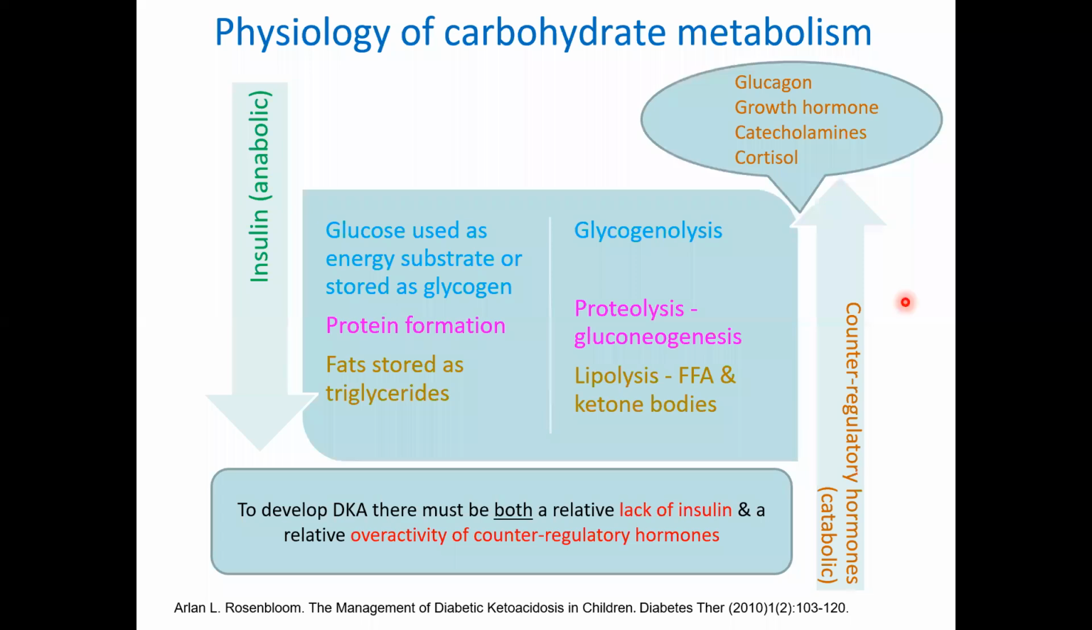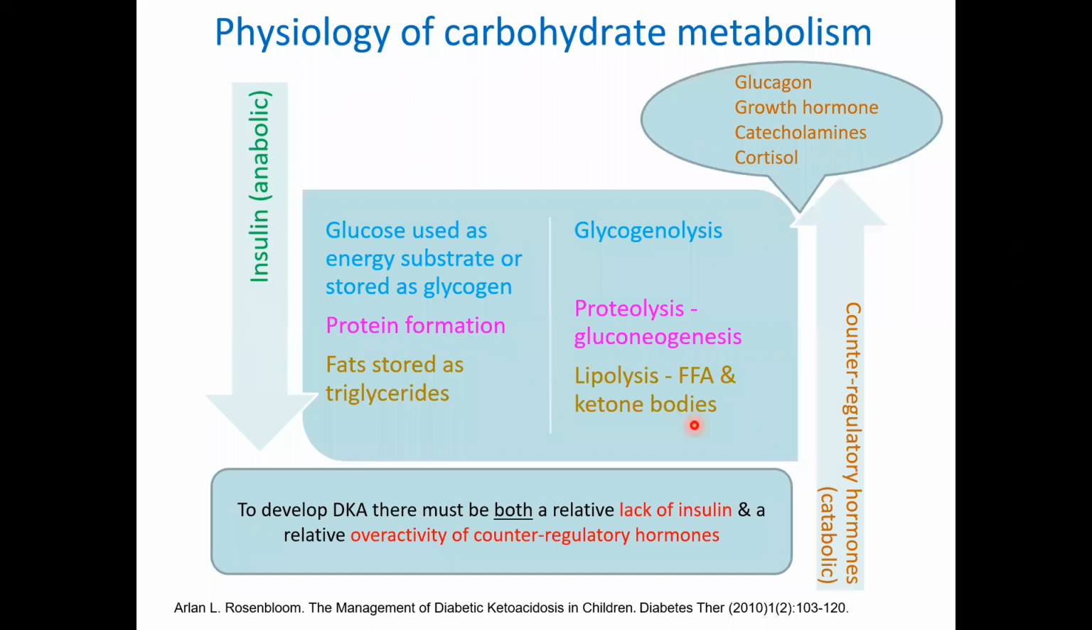They promote what you call glycogenolysis, which is breakdown of glycogen from the liver, as well as from adipose tissue and from the muscle cells. This is done to generate more glucose. They also promote proteolysis, which is breakdown of proteins to generate glucose through a process of gluconeogenesis. And thirdly, we have an increase in lipolysis, which is breakdown of fats into free fatty acids and ketone bodies. Ketone bodies are an alternative source of energy when you don't have enough glucose.